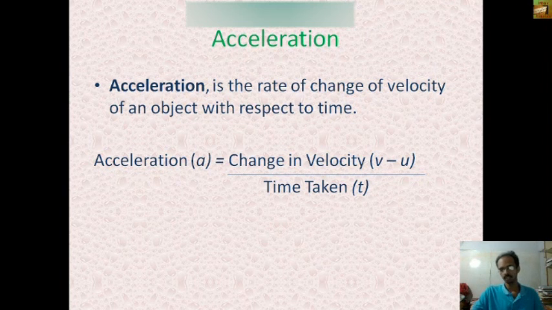These are the basic introductory concepts regarding motion. And this acceleration, displacement, distance, speed, velocity are all discussed with respect to rectilinear motion or linear motion.